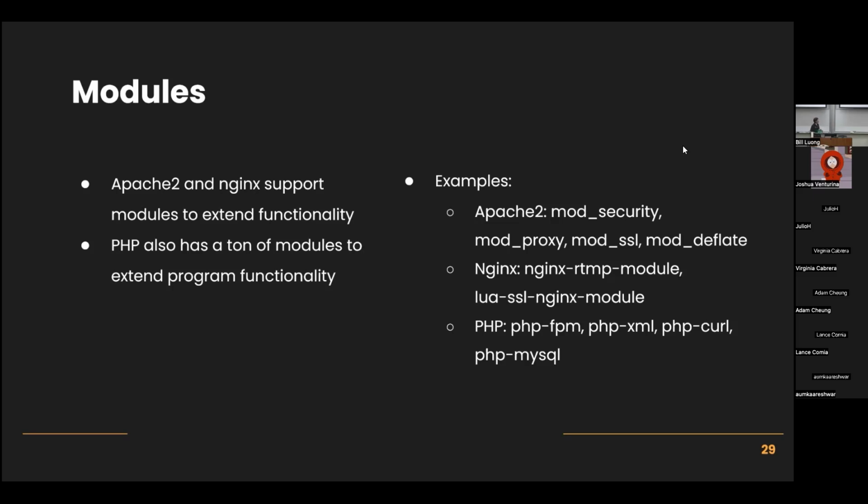For Apache 2, we have something called mod_security. As you might imagine by the name, it adds a whole bunch of security features to Apache 2 to help it at least weed out bad connections a little bit better. Mod_proxy allows you to set up proxies. Mod_ssl allows you to set up SSL connections for HTTPS. And mod_deflate does something with files. I forgot exactly what.